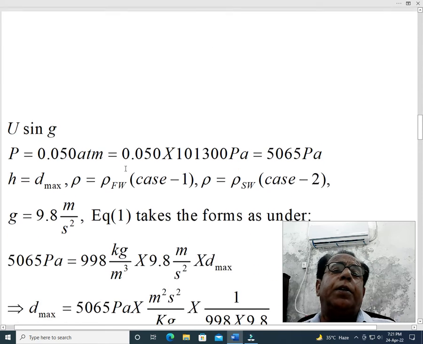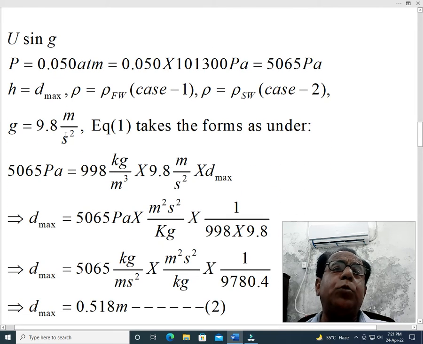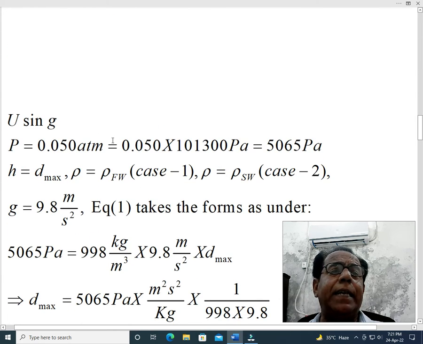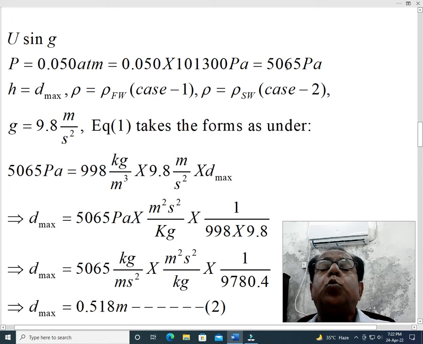Now using P equal to 0.050 atm equal to 0.050 into, dear students, because when one atm is equal to so many Pascal, then definitely so many atmospheres will be equal to so many multiplied with so many. So we will get P equal to 5065 Pascal. Here in place of H we use the denotation D max, which is provided in the definition.